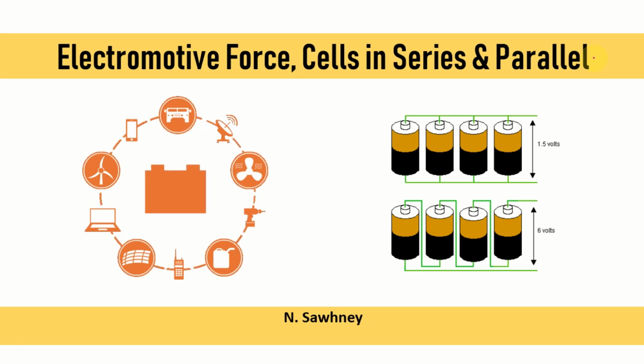Now, to maintain a continuous flow of charge in an electrical circuit, work has to be done by the cell. That is, due to the chemical reactions, energy is liberated and it maintains the flow of charge in the circuit. So let us now start with the video.